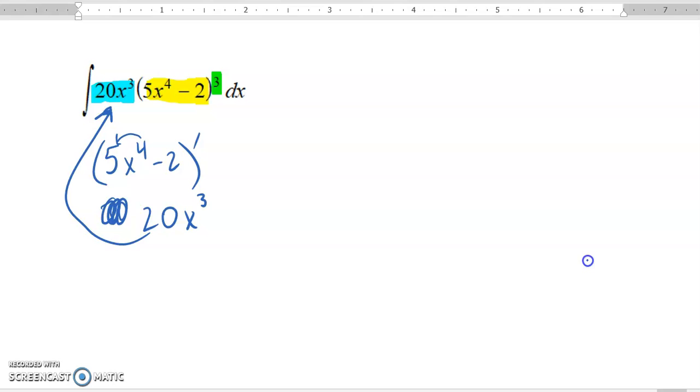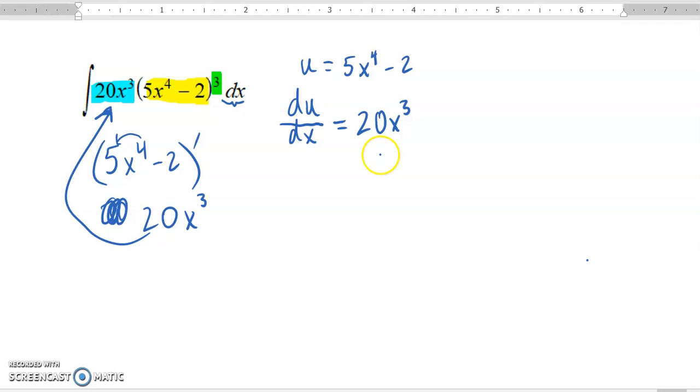So here's how the u-substitution is going to look, and it is going to utilize this dx notation. I'm going to let u equal my inside function, which is 5x to the fourth minus 2. And then du/dx, which is the derivative of u with respect to x, is going to be 20x to the third. So that's the derivative of u.